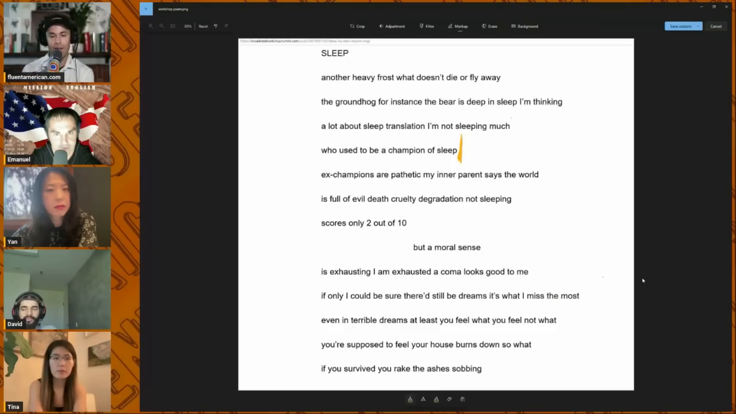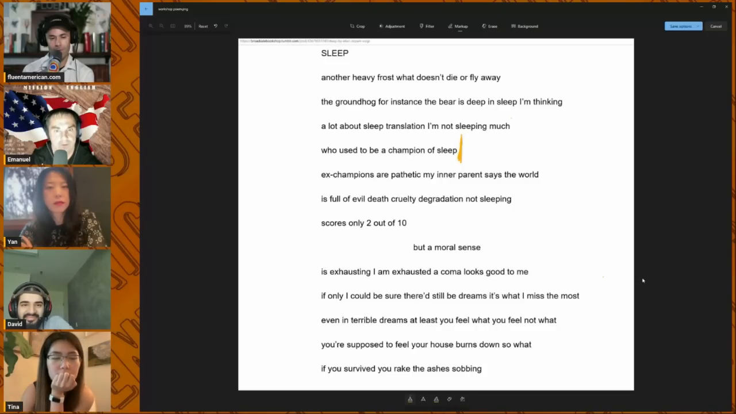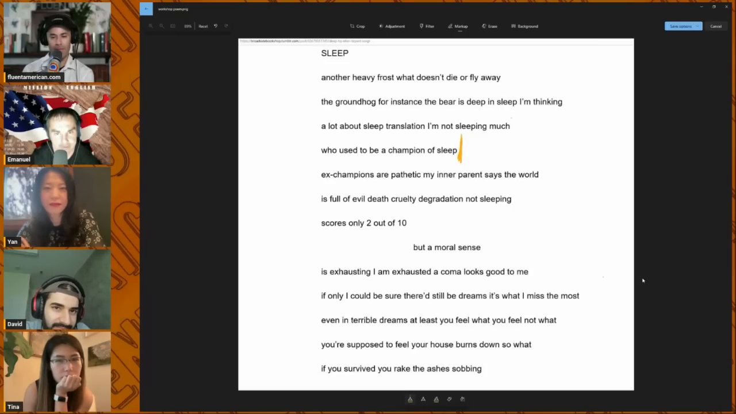If I look at this very first line, what do you think is the most important word in that first line? I know we're getting kind of heavy in this, like literary theory. We will get to pronunciation, don't worry. David says "another," because it's a repetitive, good or bad thing occurring again. Heavy frost, die.